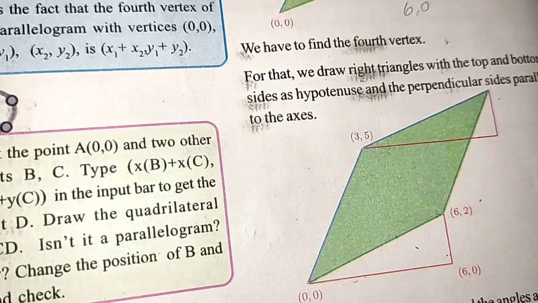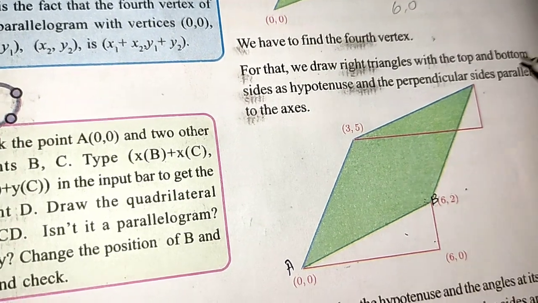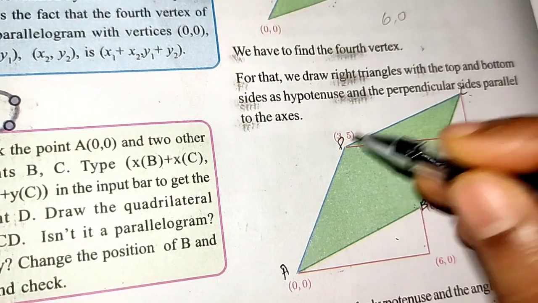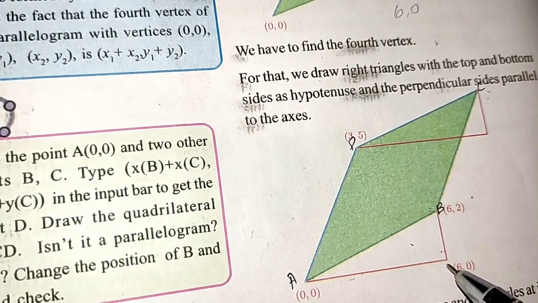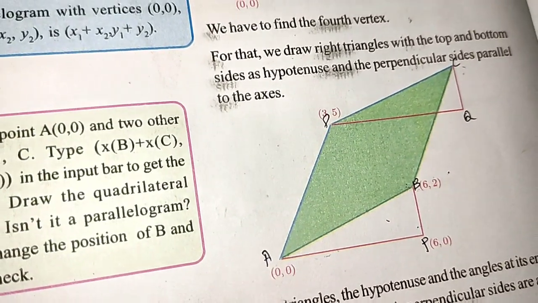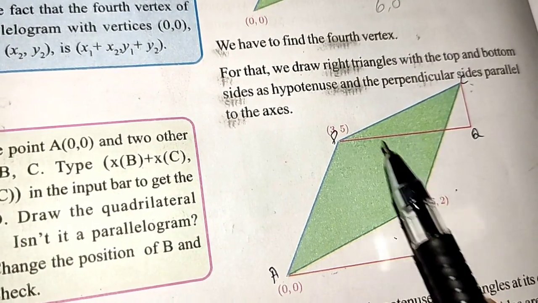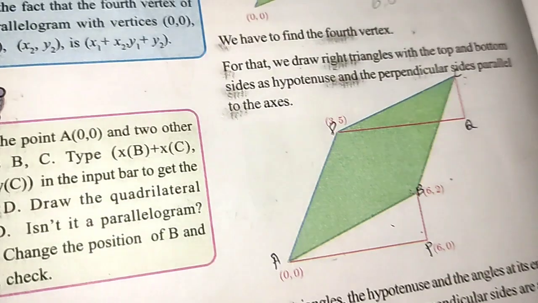Okay, let us name this triangle as, yes, this is A, this is B, this is C, and this is D. And we are taking this point as P and this one as Q. So here we have two triangles. One is APB and the other is DQC.